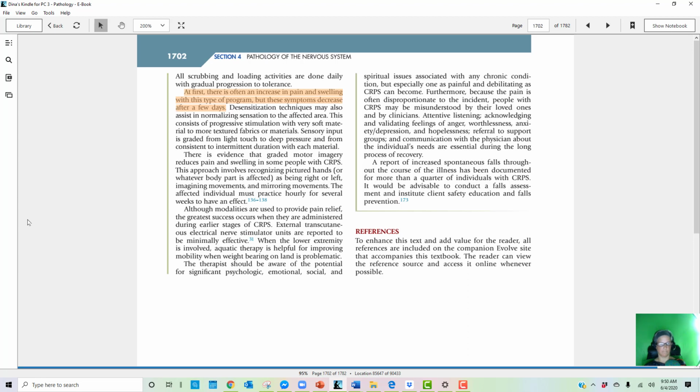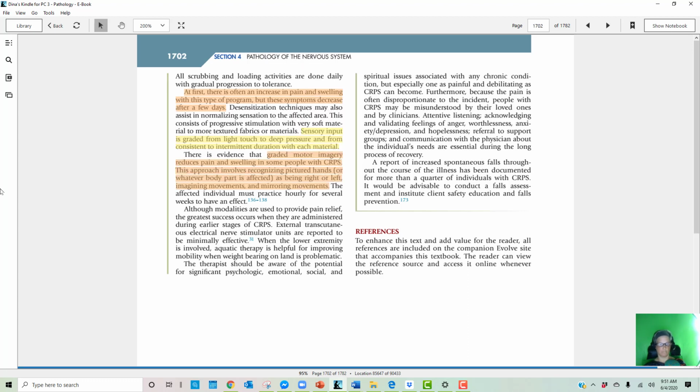There is evidence that graded motor imagery reduces pain and swelling in some people with CRPS. This approach involves recognizing pictured hands, or whatever body part is affected, as being right or left, imagining movements, and mirroring movements. The affected individual must practice hourly for several weeks to have an effect.